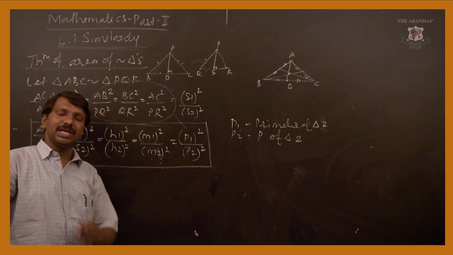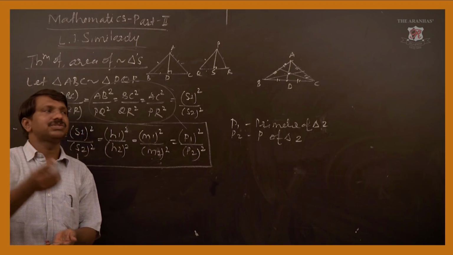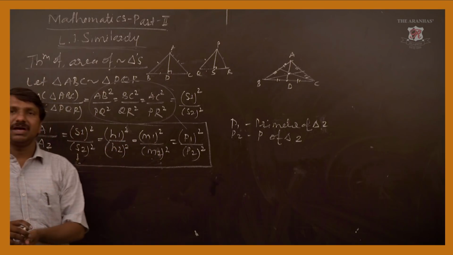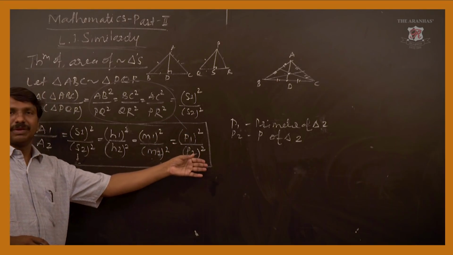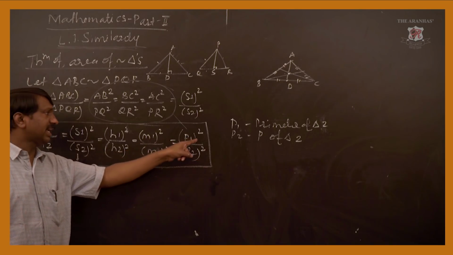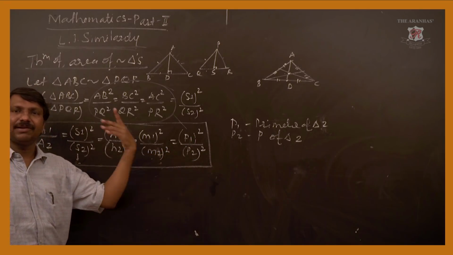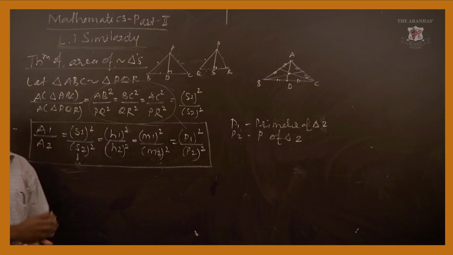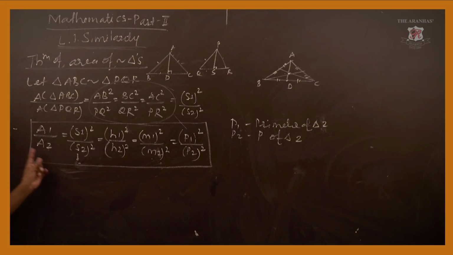Still, this perimeter concept is not given in our portion, but sometimes questions come from outside the text. At that time, they may give the ratio of the perimeters of the 2 triangles. There are 2 possibilities: they can give the ratio of the perimeter of the first triangle and the second, otherwise sometimes they will give the values. So you have to remember this whenever it is given. Always, the area's ratio is equal to all these 1, 2, 3, 4 concepts.